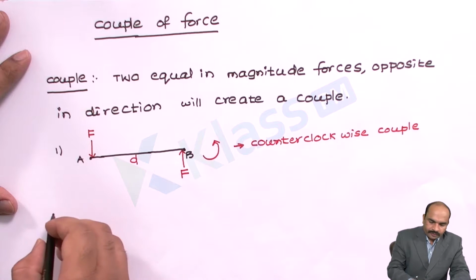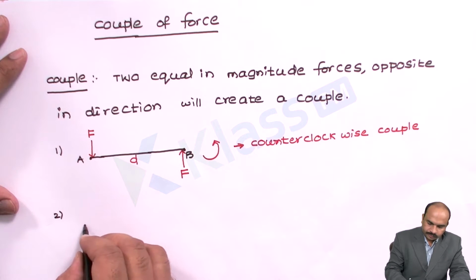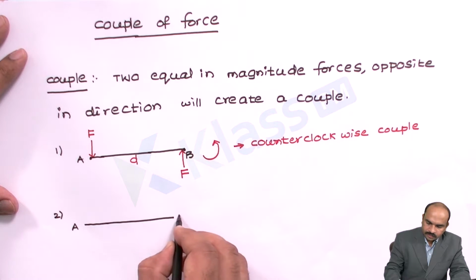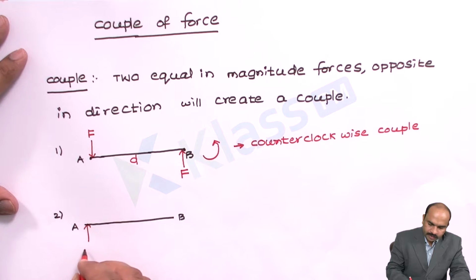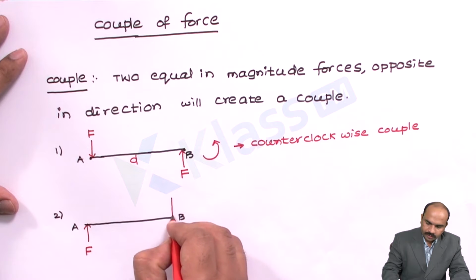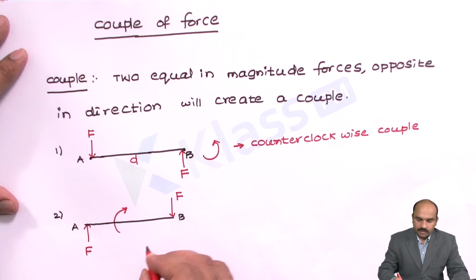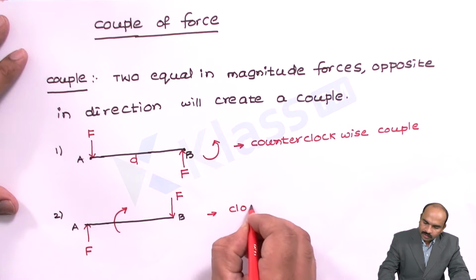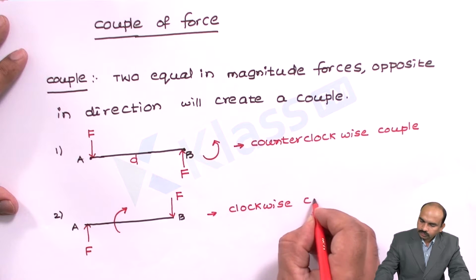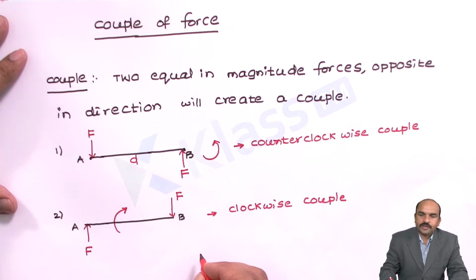Now let us take the other type of couple, that is the clockwise couple. Let us take the same object AB, and the force at point A is upward and at B it is downward. So now we can see it will create a clockwise direction couple, because of the upward force at A. So this is known as a clockwise couple. These are the two types of couple that a given force can create.